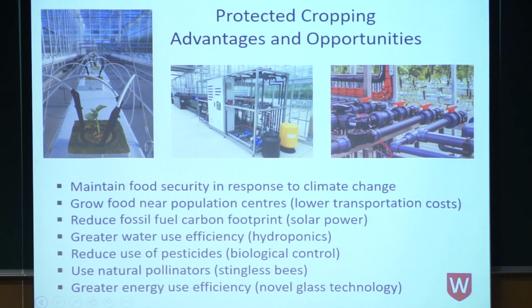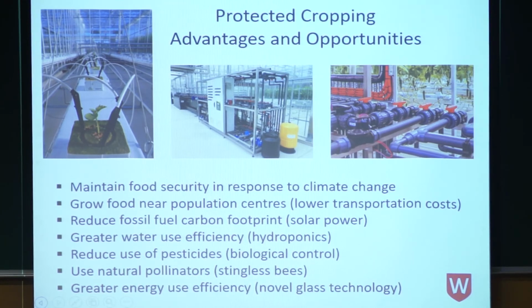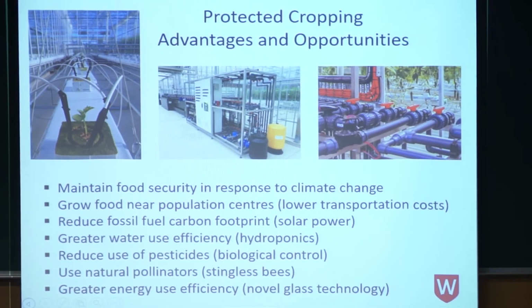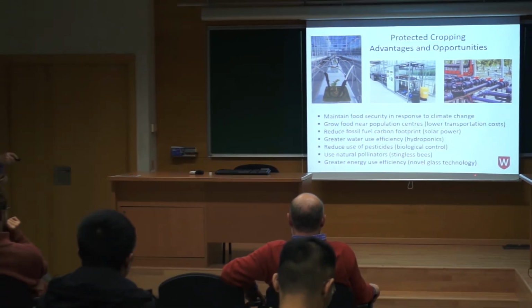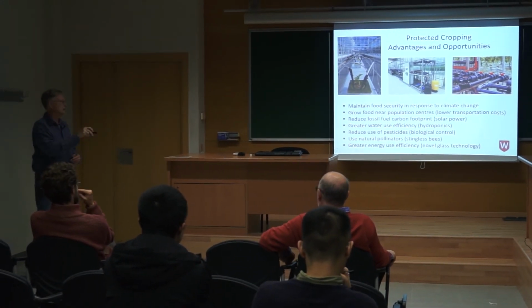We use biological control systems, so we allow the beneficial bugs to take care of as many of our pests as possible. So we're proactive about that. We use natural pollinators. We have stingless bees that move through our place. We've got hives set up in there, and so the bees are able to do pretty well in terms of pollination. If you do cropping work, pollination is key and very expensive. And this novel glass technology is what we work on.